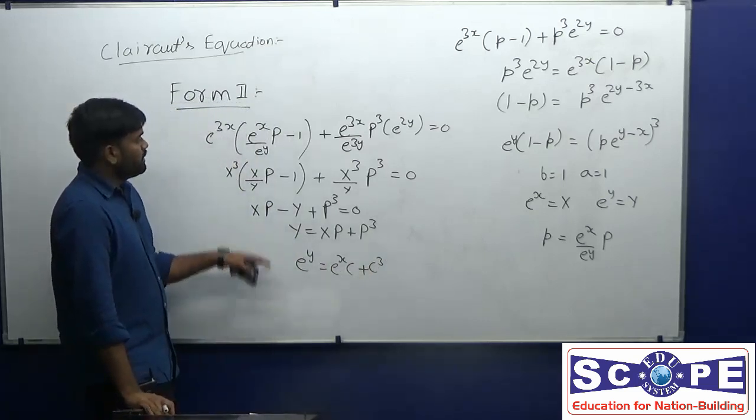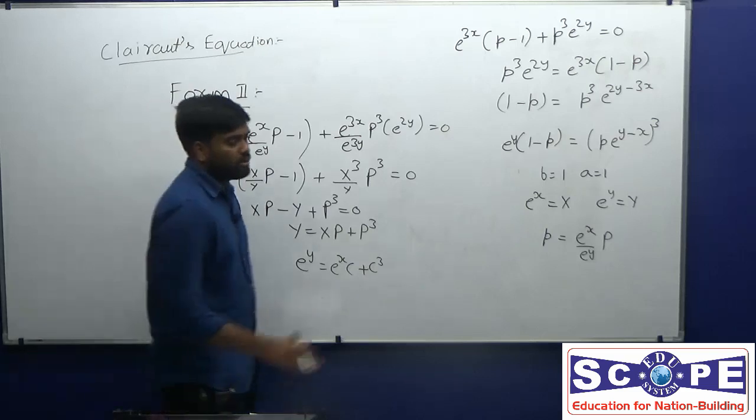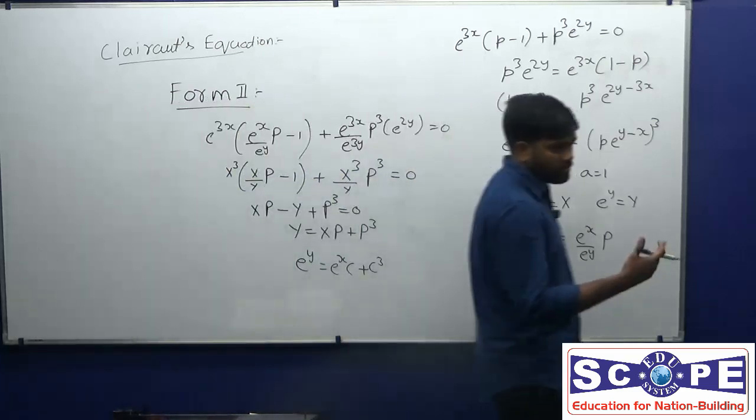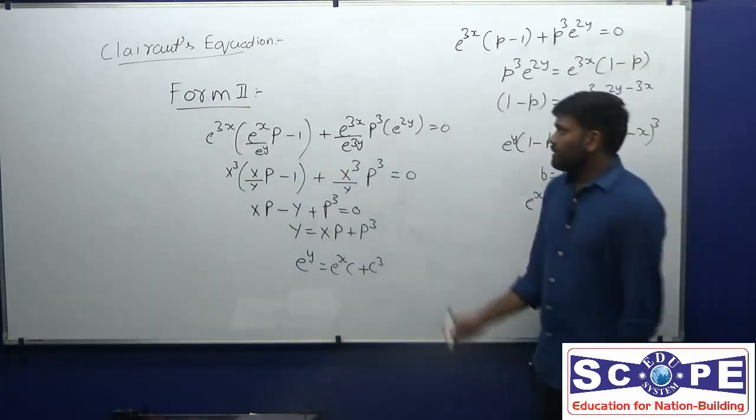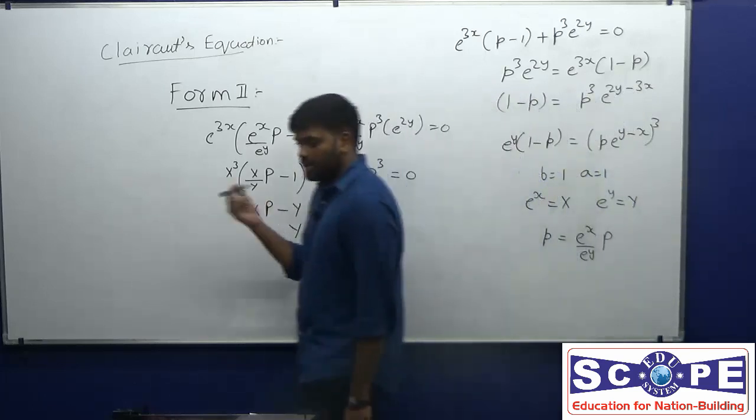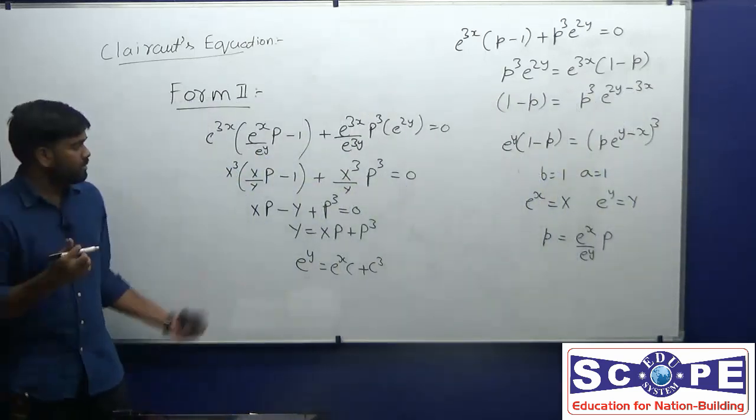This method is very simple. You just find out what we have to substitute, x as x square or y as y square. But in most cases, if we get e power x and e power y terms, we can proceed with this method.